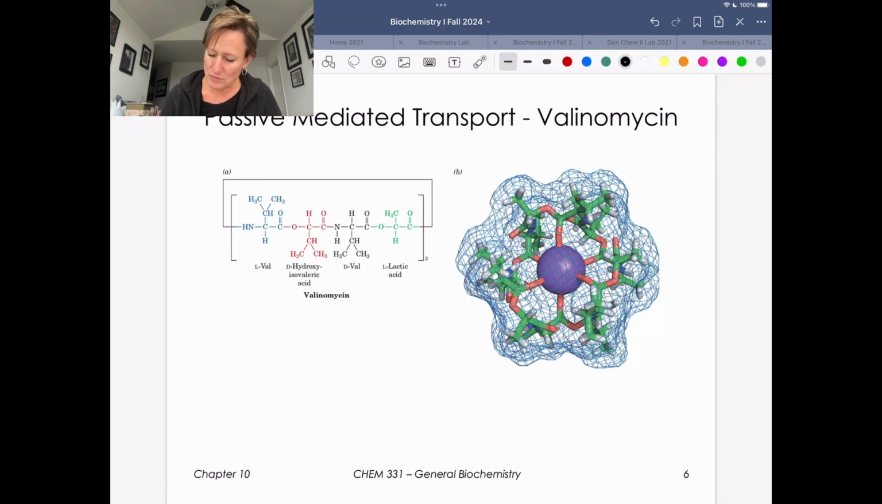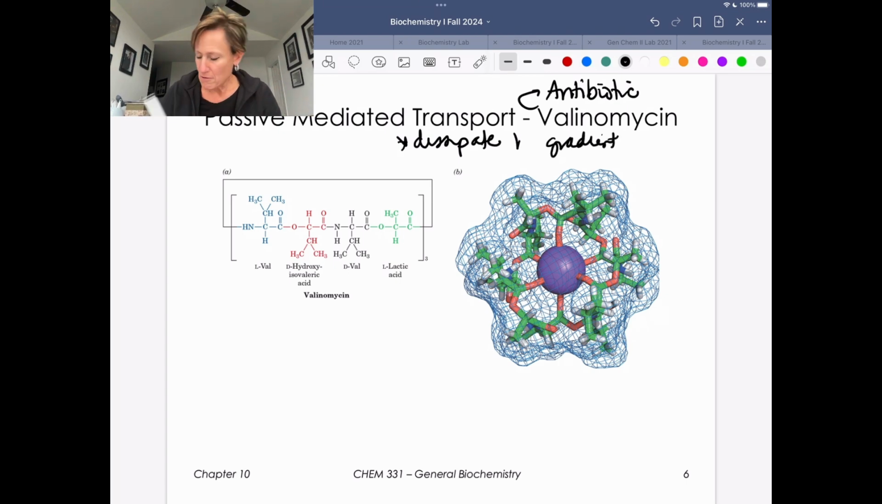So I first want to highlight what valinomycin is. It is an antibiotic. How it works is it's going to dissipate a potassium gradient in bacteria. Okay, so that's how it does its antibiotic chemistry, but we're going to look at the structure of it specifically to understand how it works.